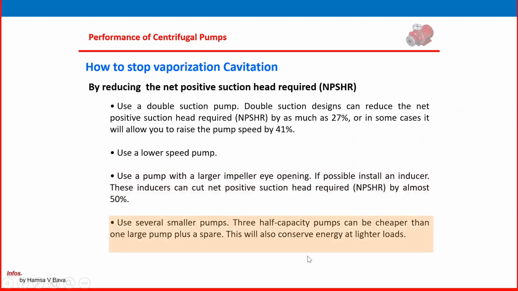Use several smaller pumps. Two half capacity pumps can be cheaper than one large pump plus a spare. This will also conserve energy at a lighter load.